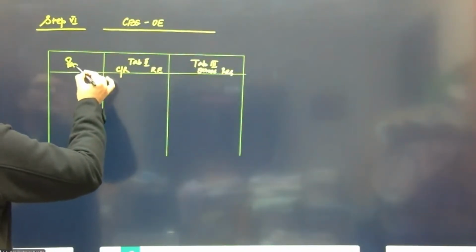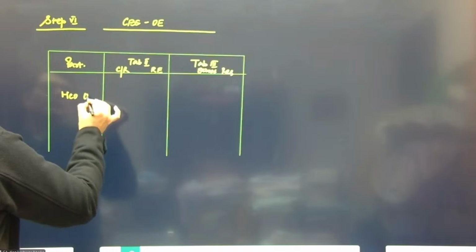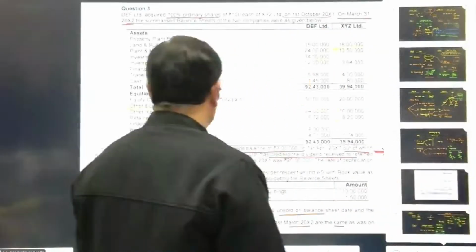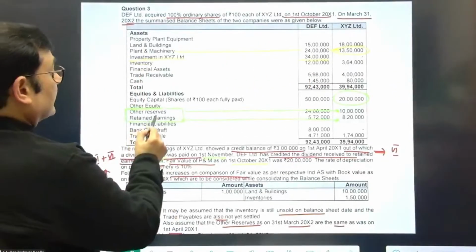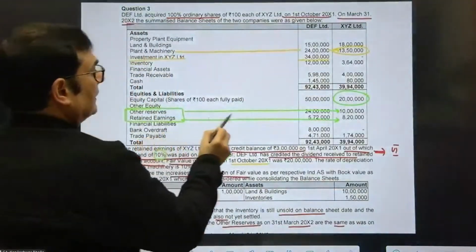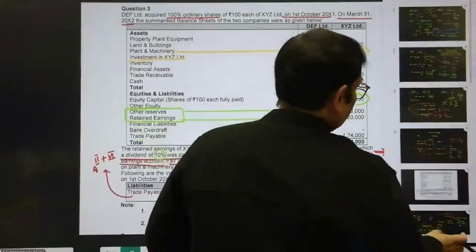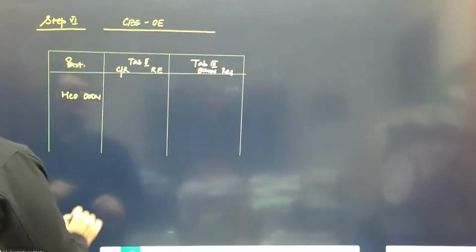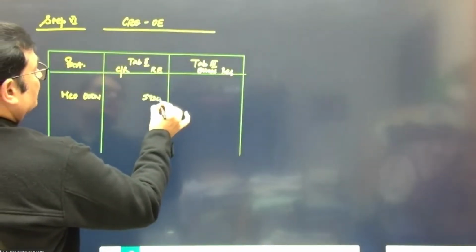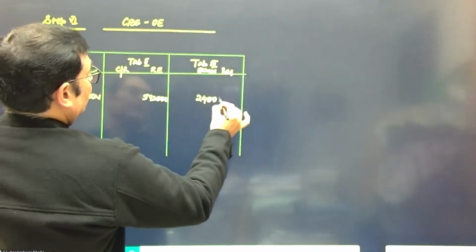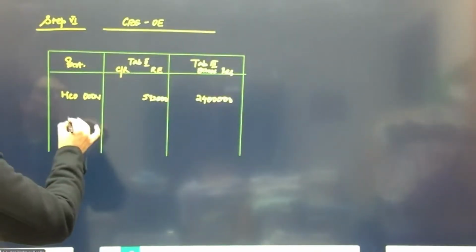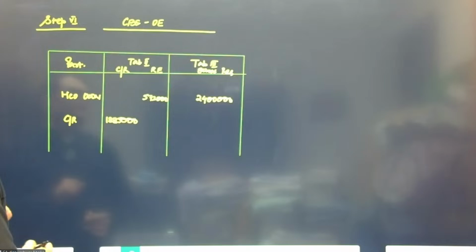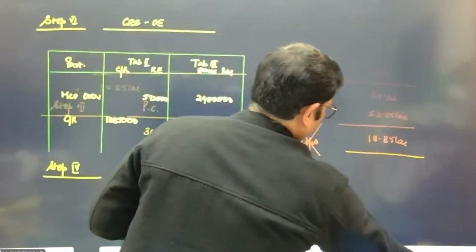So let's consider the data. So let's see what is the holding company's own status. Go back to the balance sheet and see what is the status of the parent company's figure. Can I say other reserves is 24 lakhs and the retained earnings is 572. So let's fill in the figure. The retained earnings is 572 and other reserves is 24 lakhs. This is the holding company's own. Let's see what was the capital reserve. It was 1885, right? The capital reserve was 1885, that's right.